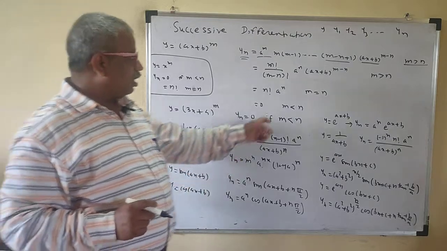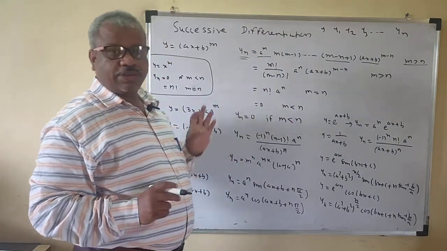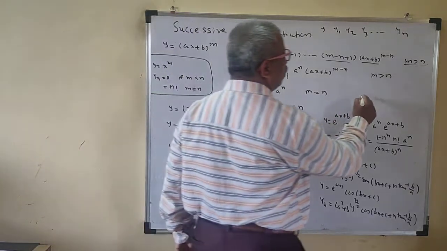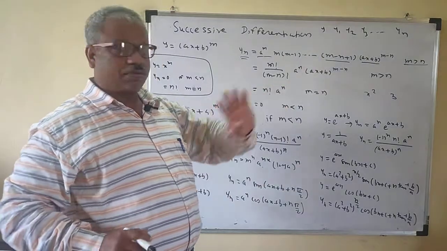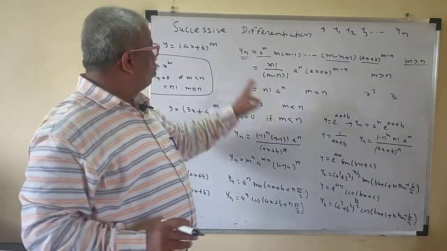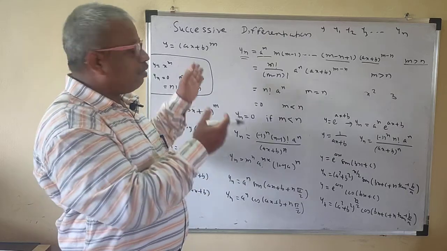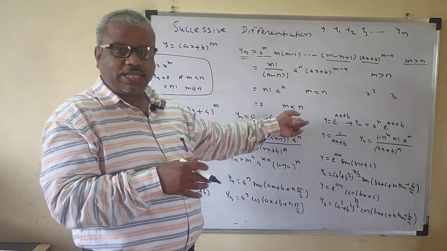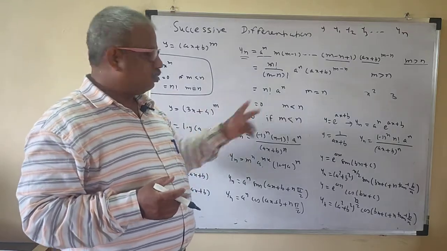And if m is less than n, then this derivative is 0. You know that if a polynomial is of degree 2, then the second derivative is constant, the third derivative is 0, the fourth derivative is 0. So when m is less than n, you are taking a higher derivative than the degree of the polynomial, so the derivative is 0.